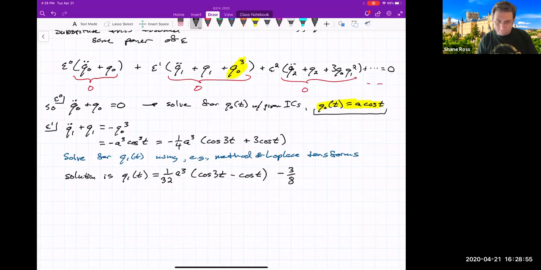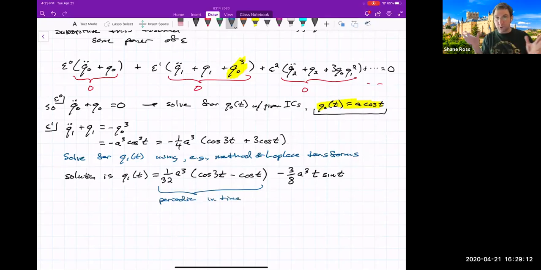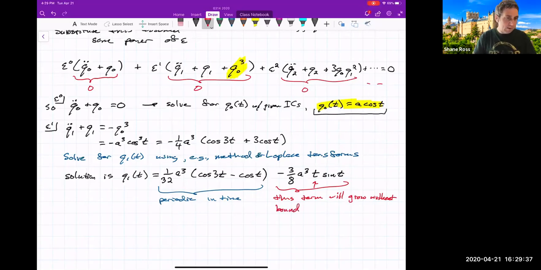Oh, there's a problem. We get this other term, and it's got a t sine t. So whereas this part is periodic in time, so that's good, it doesn't grow or shrink, it's periodic, this is bad because of this t here. This term is going to grow without bound. And that's not very periodic. It's called a secular term in the literature. So that makes Q1 of t not periodic in time.